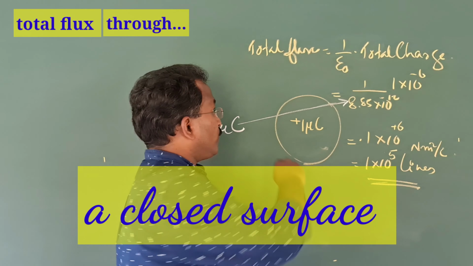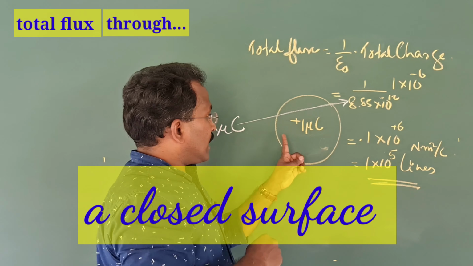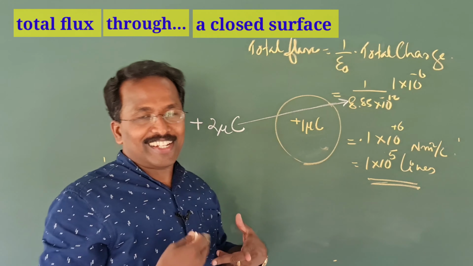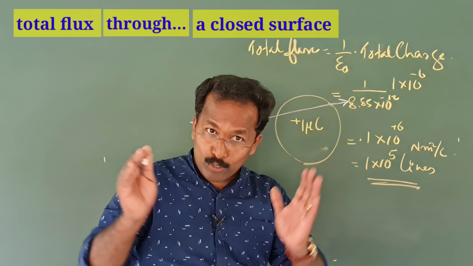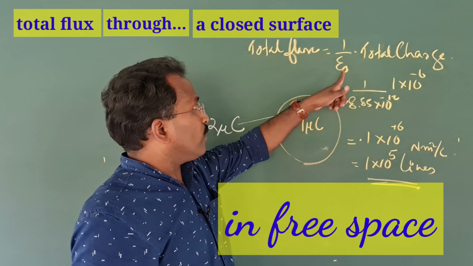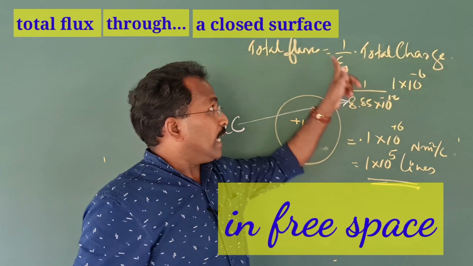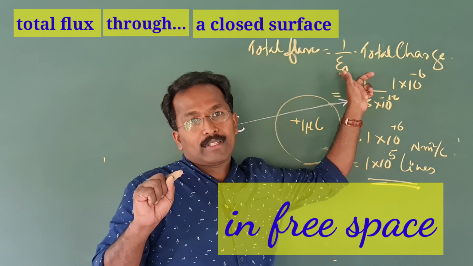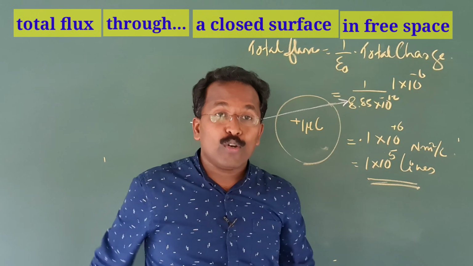And of course, when you are considering discrete charges, the charge should not be residing on the surface. Then you cannot say which is inside or which is outside. So it should be like this, no? The total electric flux through a closed surface in free space. In free space is really important, because then only 1 by epsilon 0 comes in. If you have any other medium, instead of epsilon 0, you should write the epsilon of that medium. Correct? Then you should specifically say in vacuum or in air.